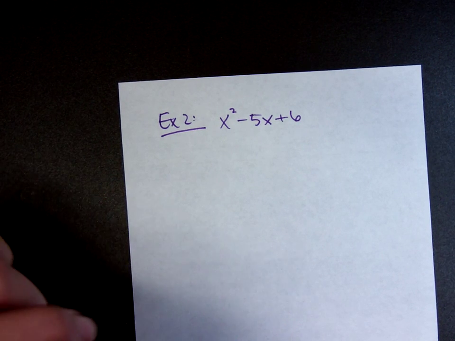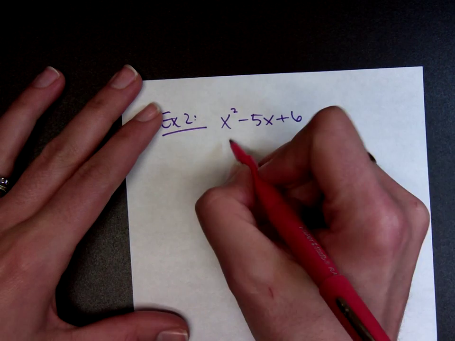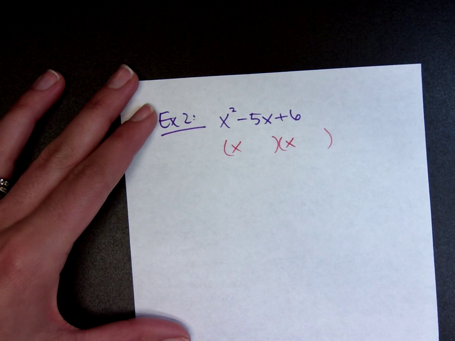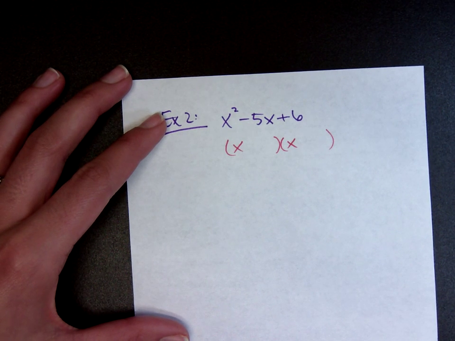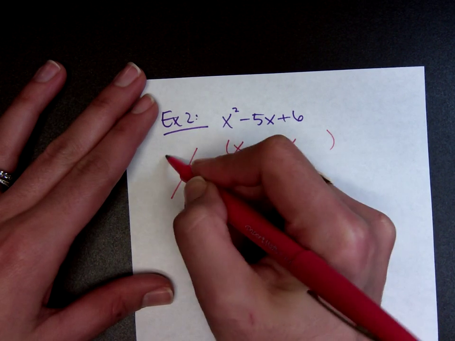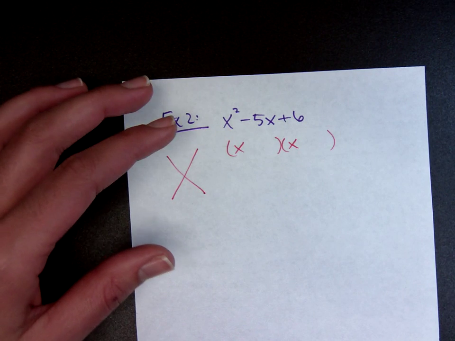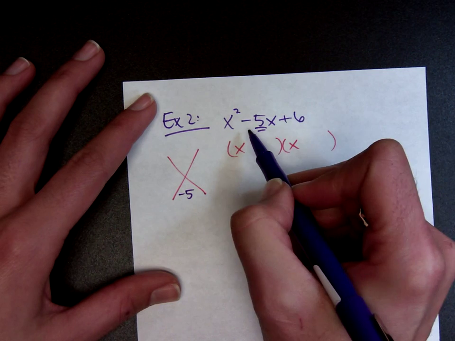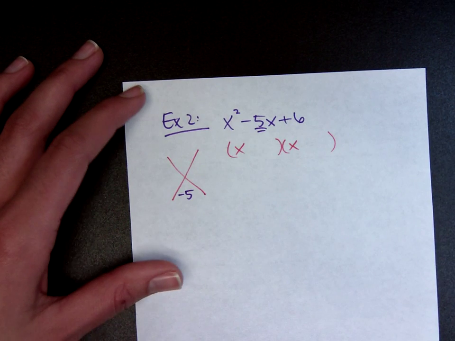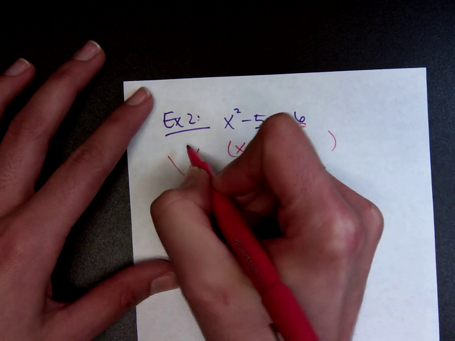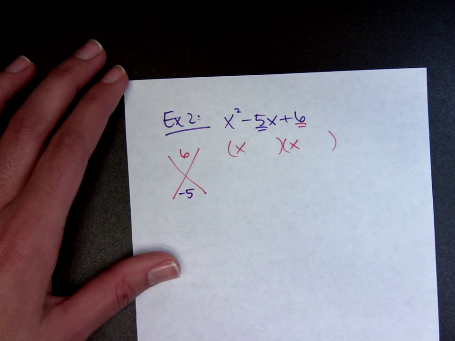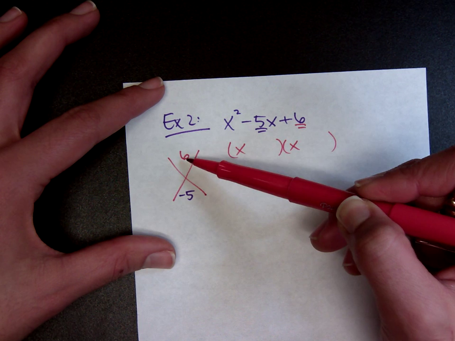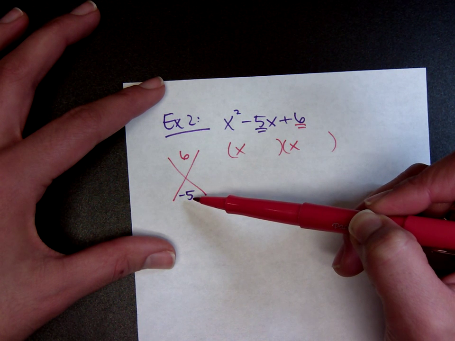Okay, x squared minus 5x plus 6. So start with your parentheses, fill in your variable. Okay, make your diamond. We've got our b term on the bottom. That's a negative 5, so put negative 5 on the bottom. Our c term goes on the top. What are two numbers that multiply to 6 and add up to negative 5?